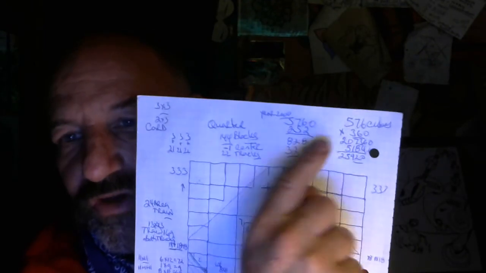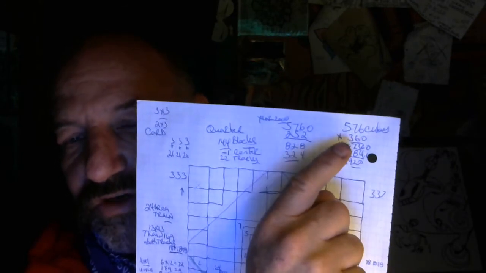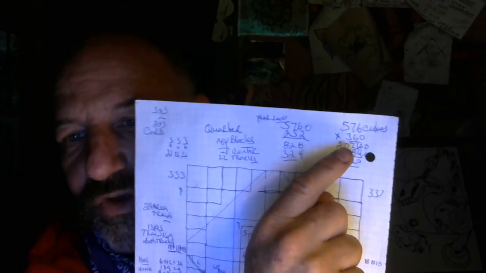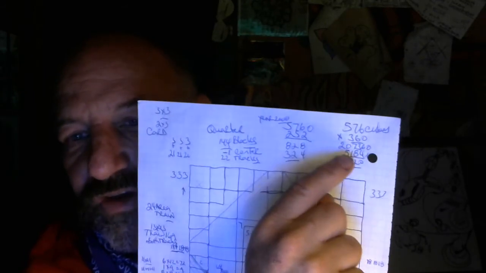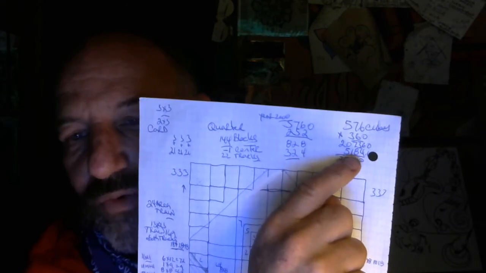576 cubes times 360 degrees per cube, or 18 and 18. Okay, 360 per cube gives me 2736. Set 2736 plus 5,184, which is divisible by that number.